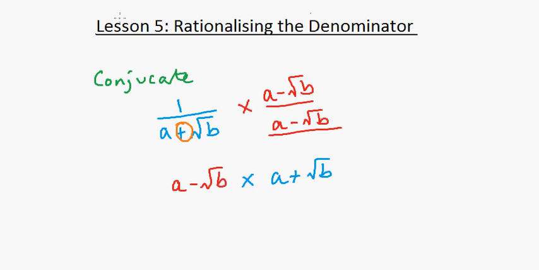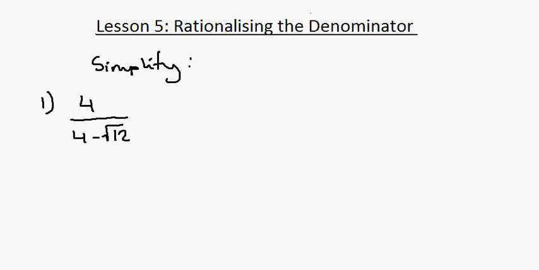Let's put this into practice. So we're asked to simplify this fraction here. We're supposed to rationalize it, and looking at the denominator, we know exactly what the conjugate is. So let's do this. Let's say equals 4 over 4 minus root 12 times the conjugate.